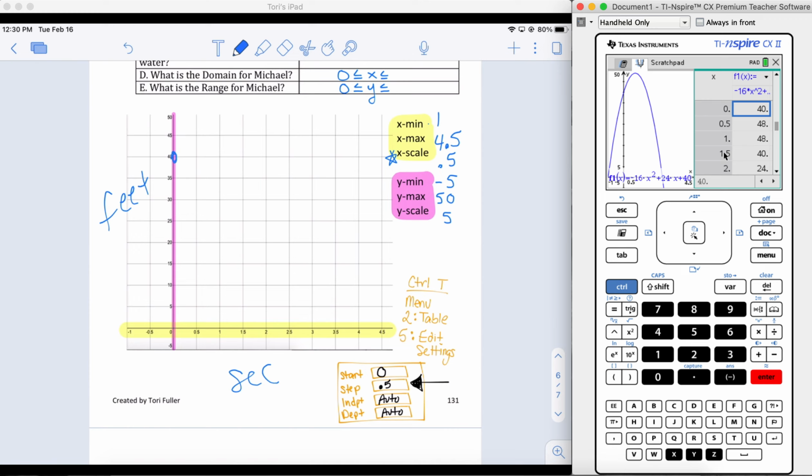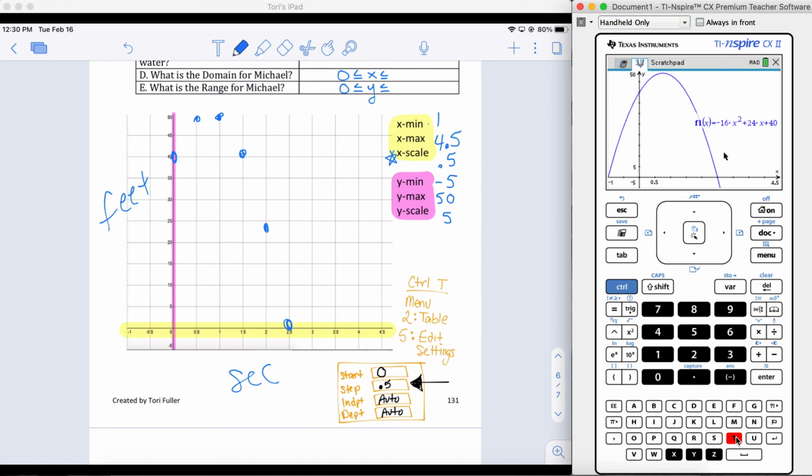All right, so we're going to go 0.5 takes me to 48. 1 takes me to 48. 1.5 takes me to 40 again. Scroll down just a little bit. 2 takes me to 24. And 2.5 takes me to 0. So this time I already know the 0. Control T. What I don't know is what that highest point is.